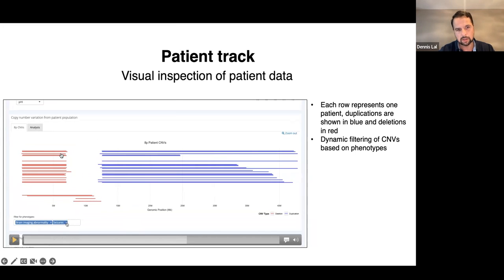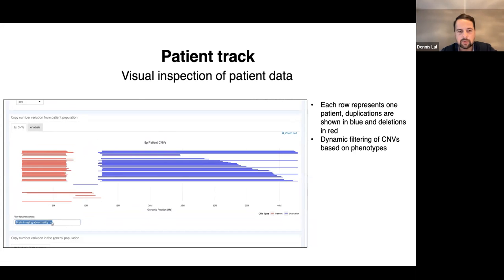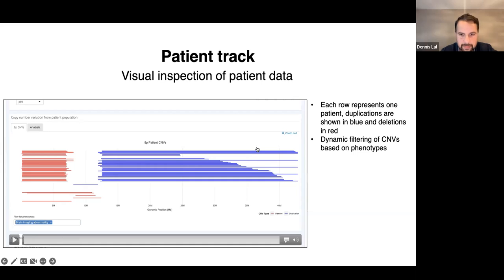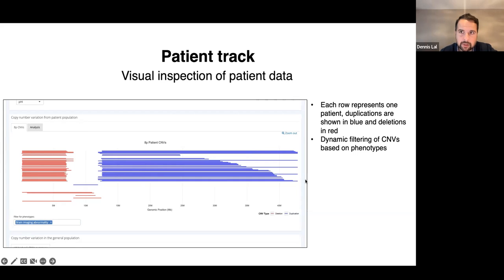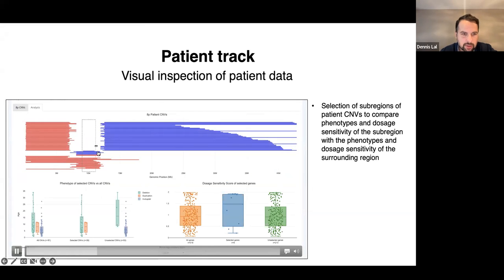So each bar represents a patient CNV, and we see we lose quite a bit. And you see also that here in the middle we lose quite a bit. This might help to understand if there's a specific region which is only associated with one type of disease. We can do this manually like this, or we can select the region and see if there are, for example, differences in patients with deletions or duplications. And here, for example, we don't see much of a difference.